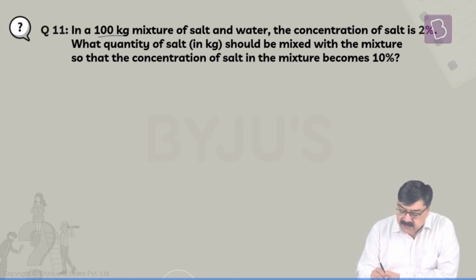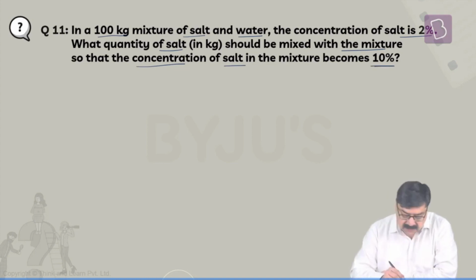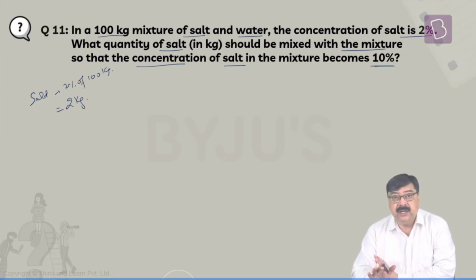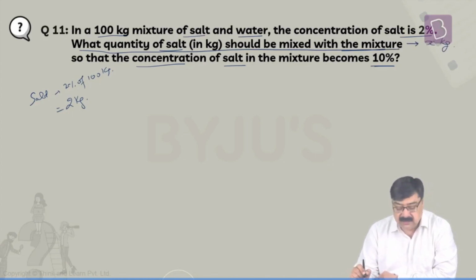In a 100 kg mixture of salt and water, the concentration of salt is 2%. What quantity of salt in kg should be mixed with the mixture so that the concentration of salt in the mixture becomes 10%? See, salt is how much? It is 2% of 100 kg mixture. So that is nothing but, it is 2 kg initially. So what quantity of salt should be mixed with the mixture? We don't know. So let it be X kg of salt. Now, so that the concentration of salt in the mixture becomes 10%.